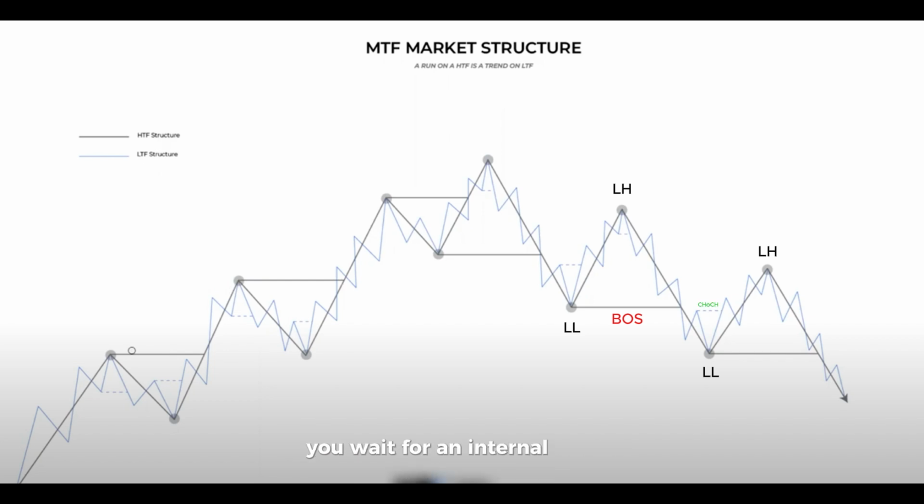You wait for an internal bullish CHoCH to appear. That tells you the pullback has started. And if you want to sell, you wait for an internal bearish CHoCH to appear after the pullback. That signals the pullback is over and price is now ready to continue moving down.